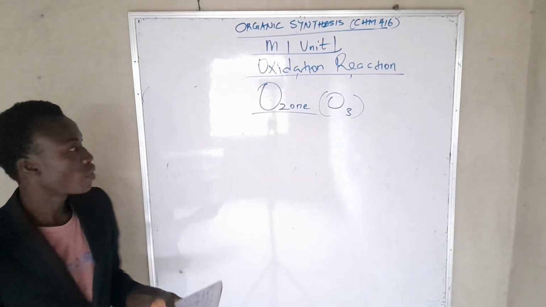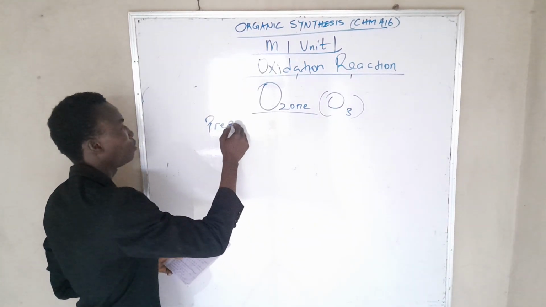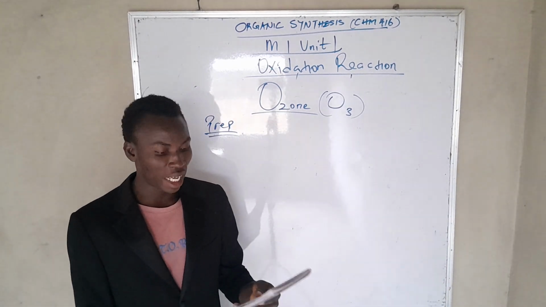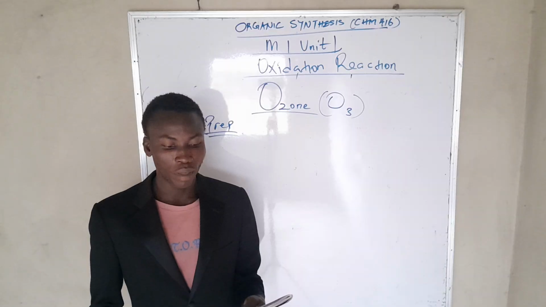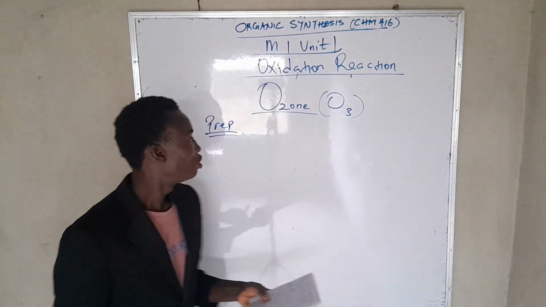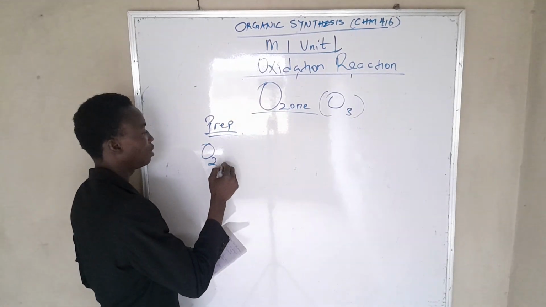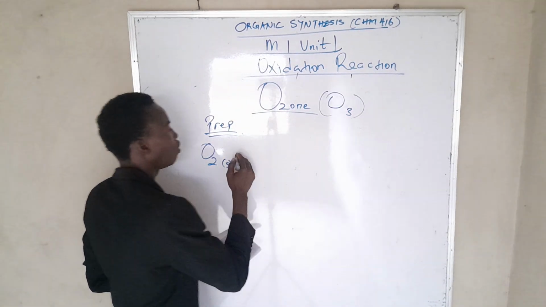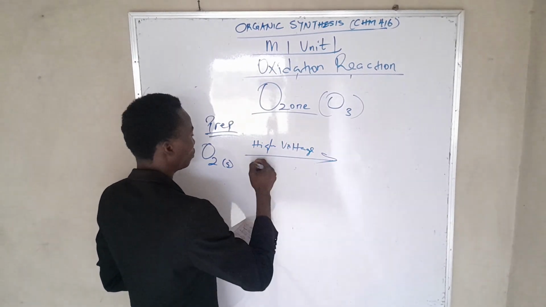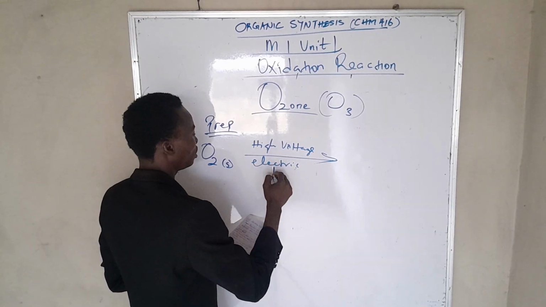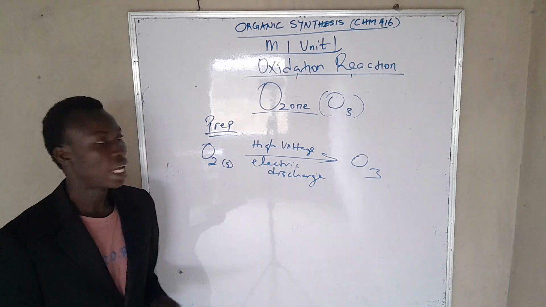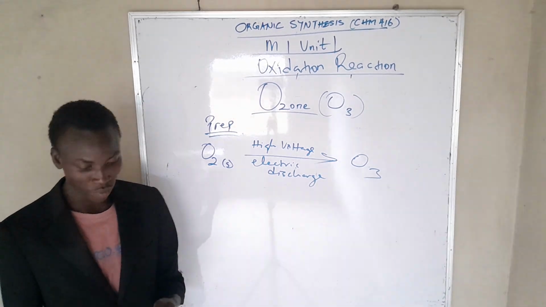So here we go, preparation. How do we prepare this ozone? Because it can also be used as well. Ozone is an allotrope of oxygen, as mentioned earlier, highly reactive, obtained by passing a stream of O2 over a high voltage electric discharge. So when you pass the stream of O2 over high voltage electric discharge, what we are going to get at the end is what we call O3. That's the preparation of ozone.